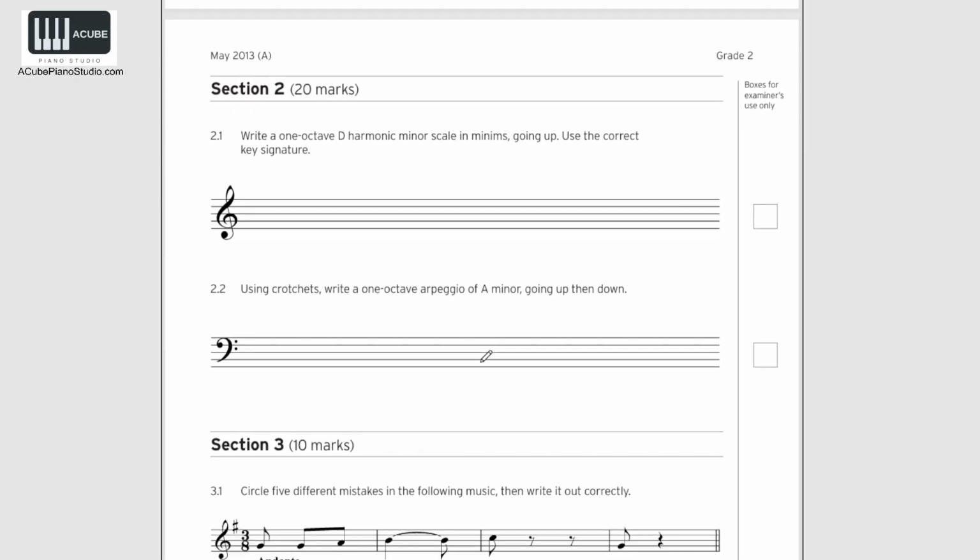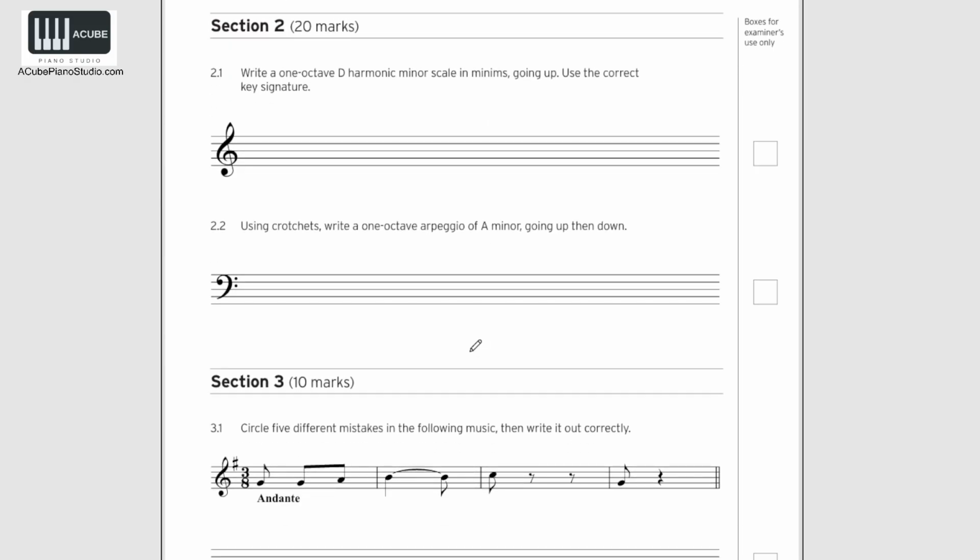Okay, now let's move on to section 2. In section 2, you are asked to write a 1 octave D harmonic minor scale in minims, going up, using the correct key signature. So there are quite a number of things that we need to do to get full marks for this. So 1 octave, always 1 octave, so don't worry.